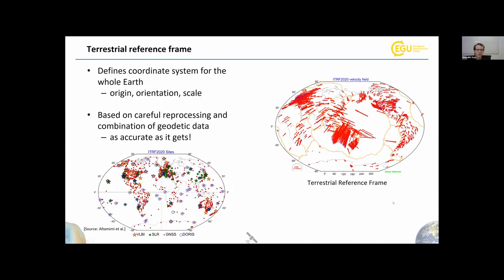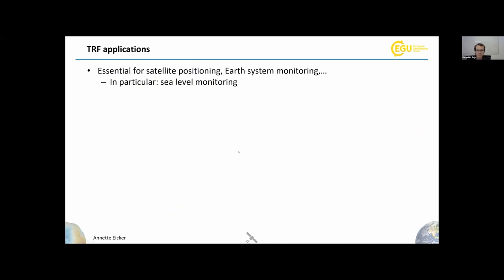The terrestrial reference frame defines this coordinate system in terms of where the origin, the orientation, and the scale is. It is based not only on GNSS data, but in combination with the other techniques that I mentioned earlier, for example, very long baseline interferometry, satellite laser ranging, and DORIS. And overall, it captures very well the long-term behavior of stations all over the world. So why do we actually need this terrestrial reference frame? There are quite a few applications, for example, in positioning, to make sure that all these techniques that we are using work that well. Also for earth system monitoring, but quite an important application also for climate would be for sea level monitoring.